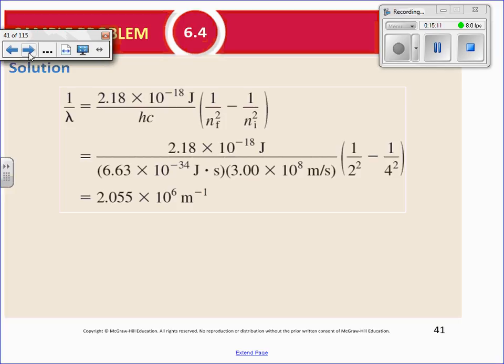Well, we usually talk about wavelength in what? Nanometers. To change that to nanometers, we're going to multiply it by 1.0 times 10 to the 9 nanometers per meter. 487 nanometers. So that's somewhere in the blue-purple region. Blue-violet.